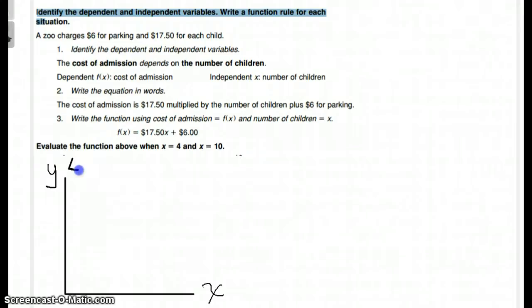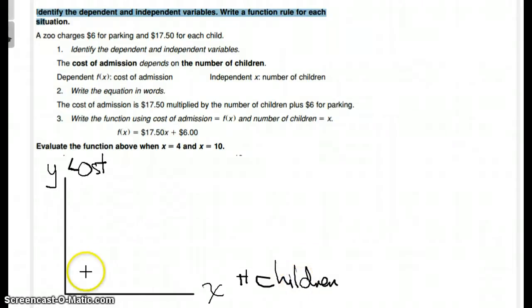So the cost is up here, and let's see what else we've got here. Oh, and x is the number of children. So once we know which is the independent and the dependent variable, we can choose to bring as many children along as we want, but that will increase the cost. As we bring more and more kids along, the cost will increase.